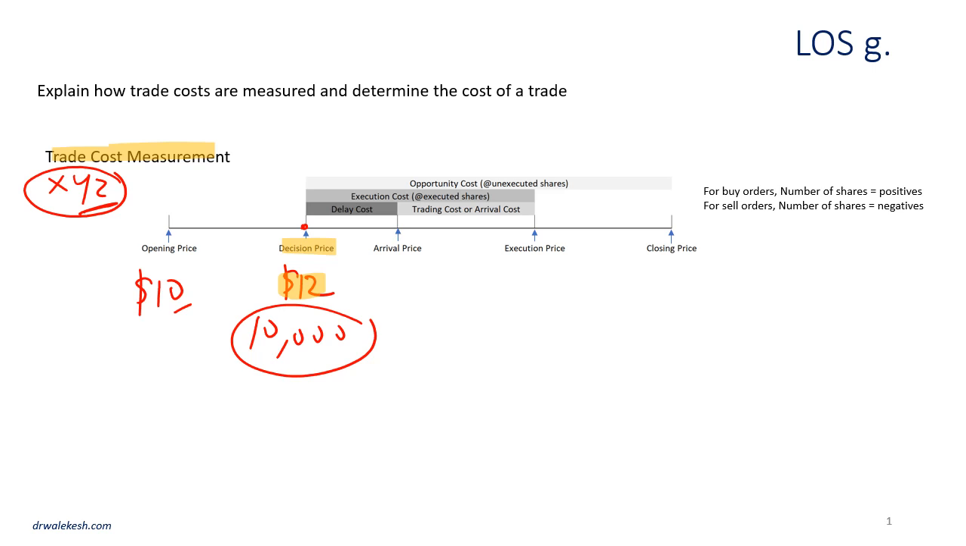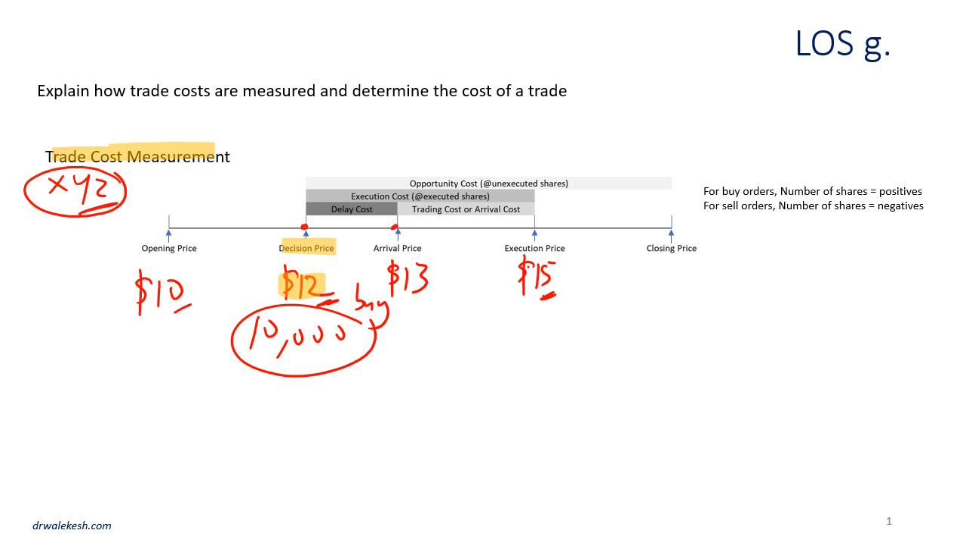Don't forget the meaning of decision price. Decision price is the securities price at which the manager made the investment decision to buy or sell. But here, my intention is to buy. Imagine this stock was not sent to the execution broker until the price is $13. And it was actually executed when the price is $15.